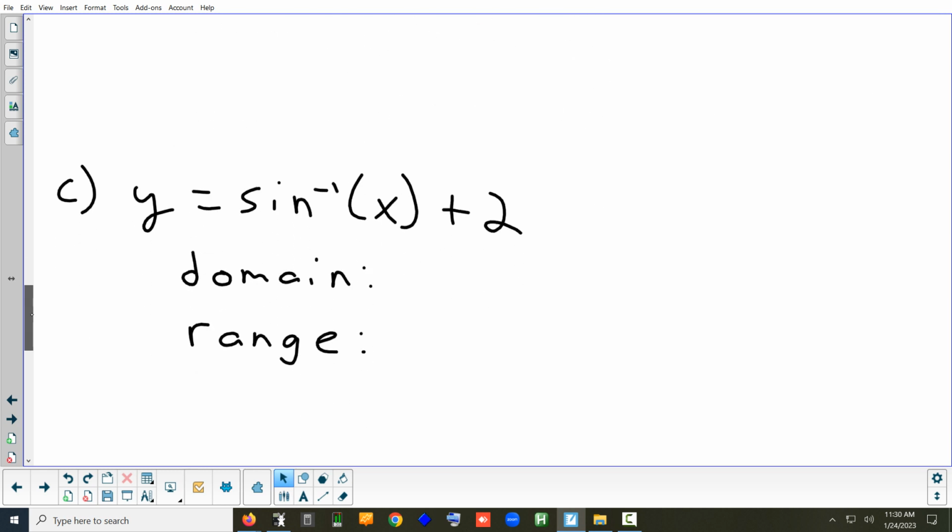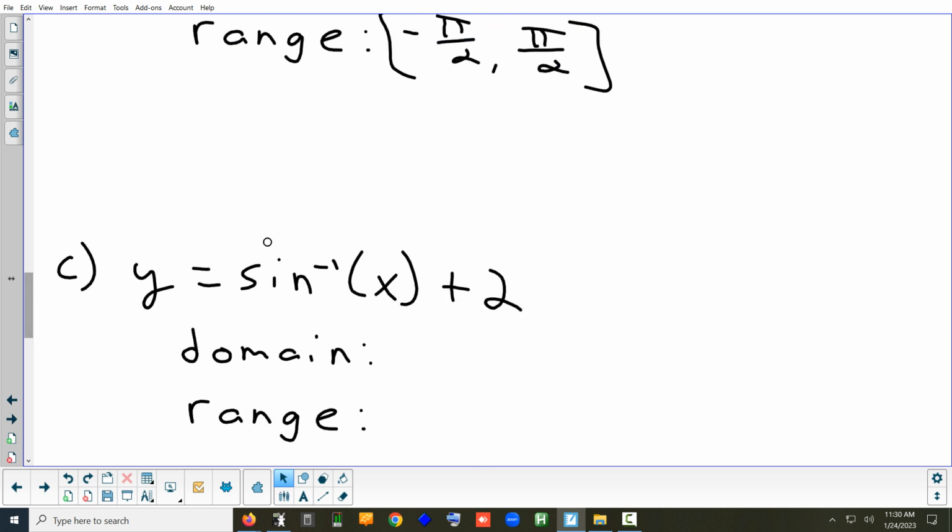Let's try something. Let's do an inverse cosine. Okay, what's that plus 2 going to do?